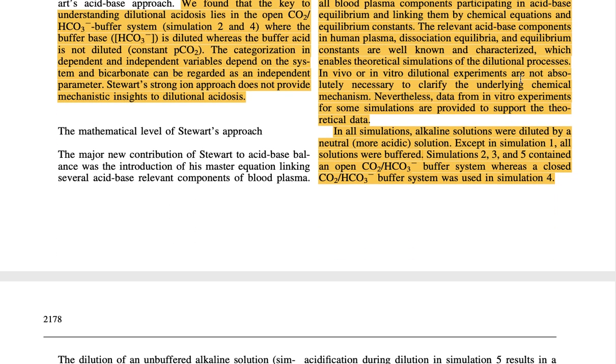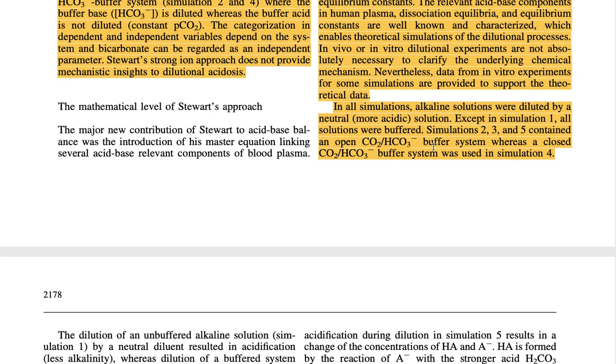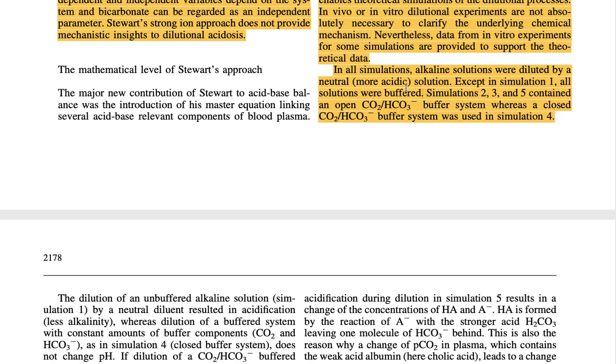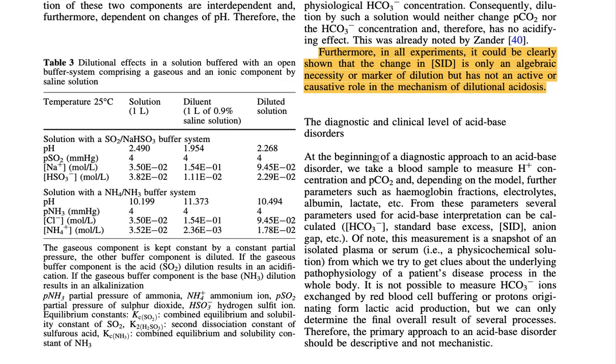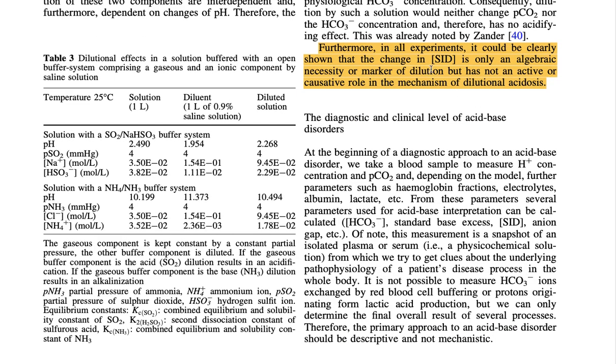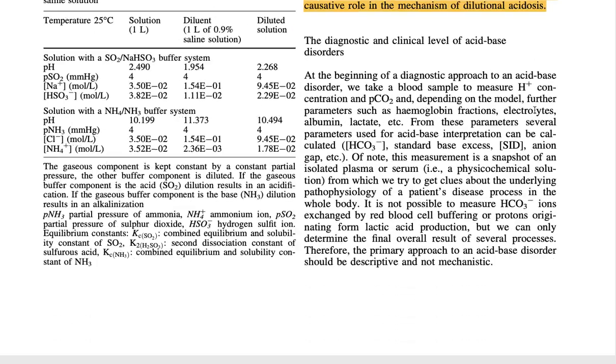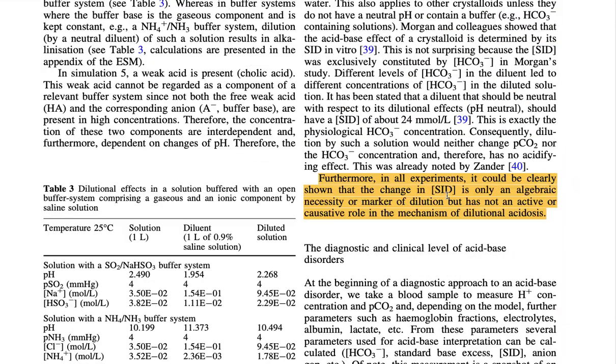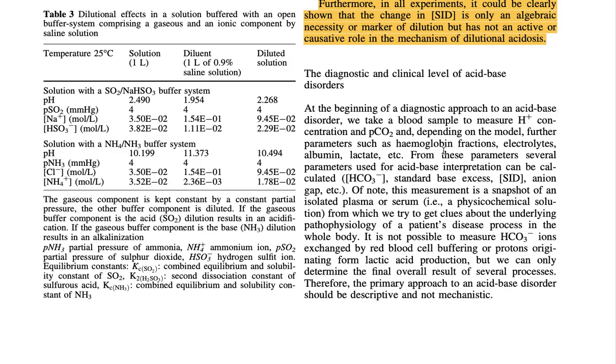In vivo or in vitro dilutional experiments are not absolutely necessary to clarify the underlying chemical mechanisms. Nevertheless, data from in vitro experiments for some simulations are provided to support the theoretical data. In all simulations, alkaline solutions were diluted by a neutral, more acidic solution. Except in simulation 1, all solutions were buffered. Simulations 2, 3, and 5 contained an open CO2 bicarb buffer system, whereas a closed buffer system was used in simulation 4. Furthermore, in all experiments, it could be clearly shown that the change in strong ion difference is only an algebraic necessity, or a marker of dilution, but does not have an active or causative role in the mechanism of dilutional acidosis. Again, this disproves that the strong ion difference is causing acidosis.